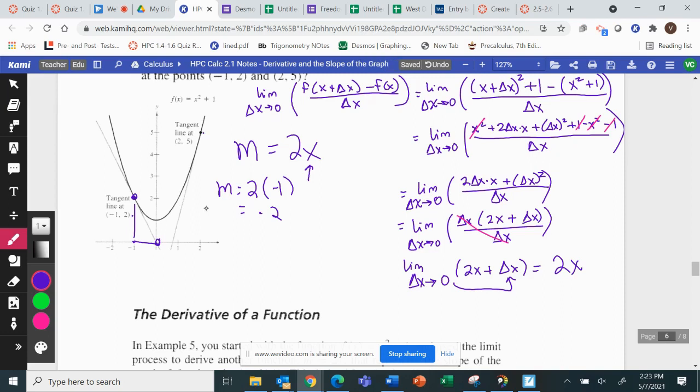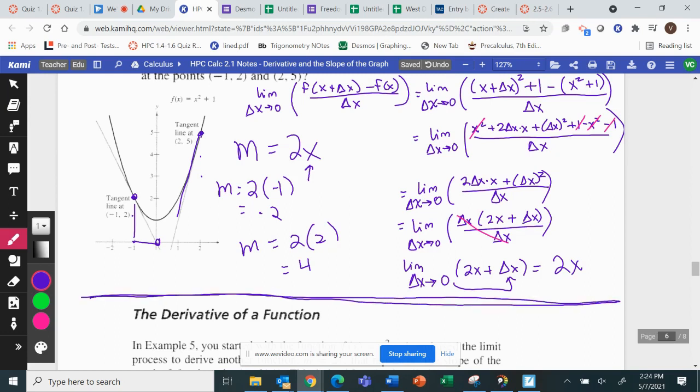And the slope at the point 2, 5, I'm going to plug in 2. And I get a slope of 4. And so I could use up 4 over 1, except I'll be off the graph, but I could use down 4 over 1, and I will still be on that line. It's going to work. So I'm finding the slope at any point, and then I can plug in those points if I need to. And that is the end of today's stuff.